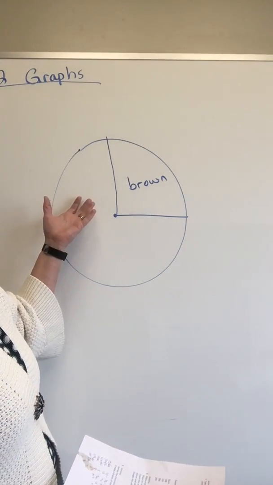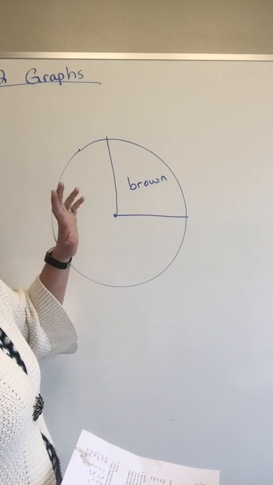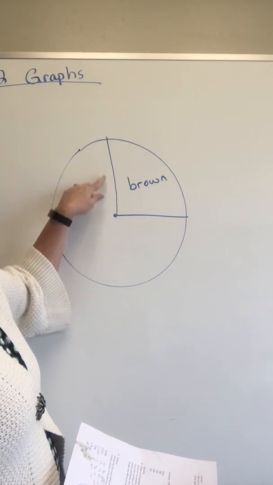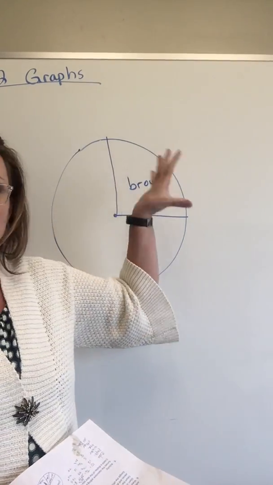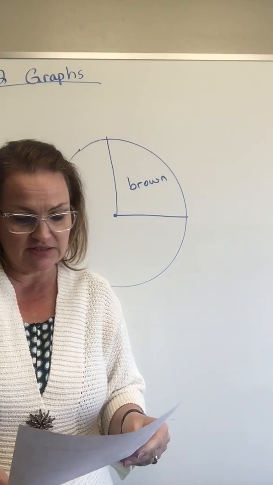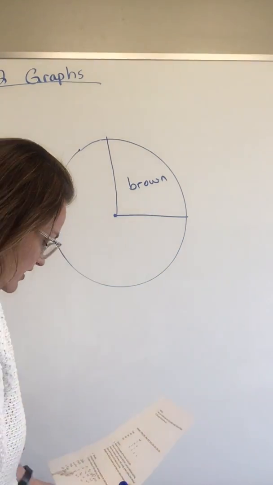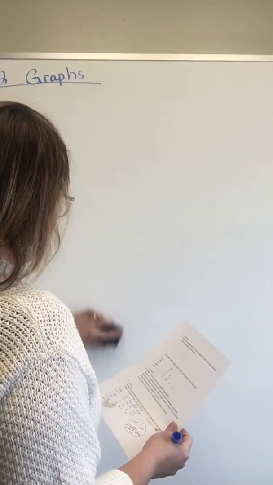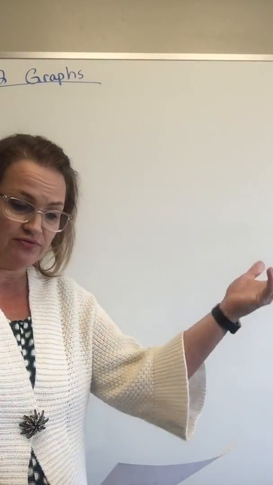But say that a fourth of your M&Ms are brown. I can't remember what it actually is, but you'd make a fourth of your circle, which would be your 90 degrees, and say, oh, that's brown, and usually they're more visual and they're colored in and easy to read.